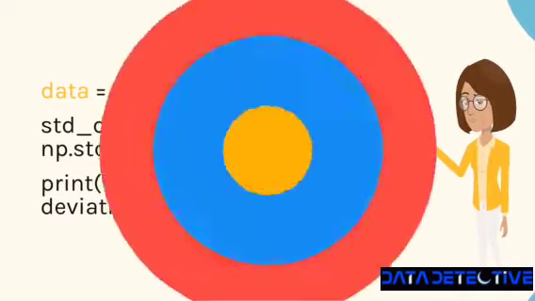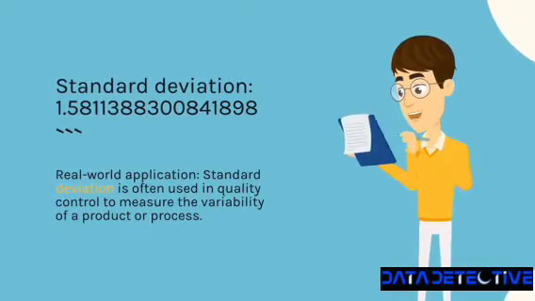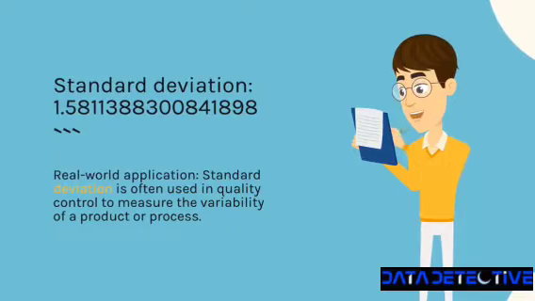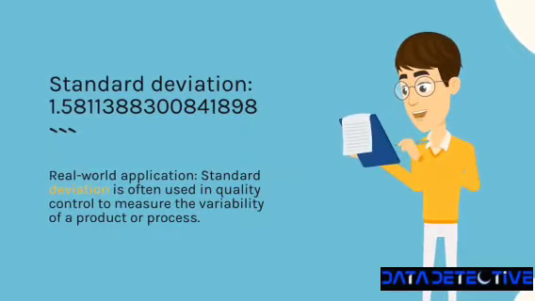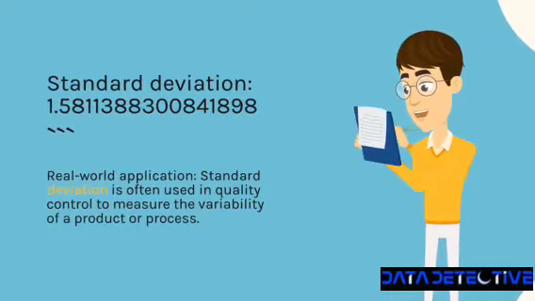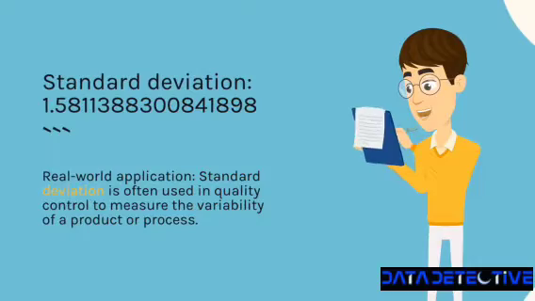Output: Standard deviation 1.5811388300841898. Real-world application: Standard deviation is often used in quality control to measure the variability of a product or process.